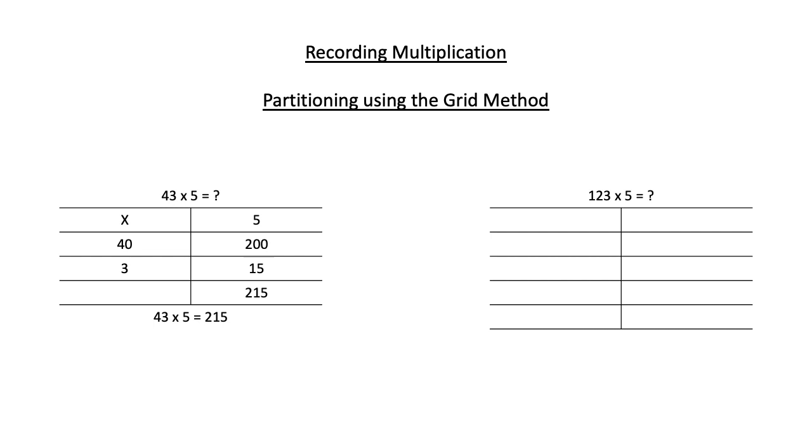Now, looking at another example, 123 times 5, we can do exactly the same thing. We split the 123 into 100, 20, and 3, and write it down the side, and then write 5 at the top. Then, as before, we multiply each of these out. So 100 times 5 equals 500, 20 times 5 equals 100, and 3 times 5 equals 15. Then we can add those up, 500 plus 100 plus 15 equals 615. And then put those into the original answer, 123 times 5 equals 615.